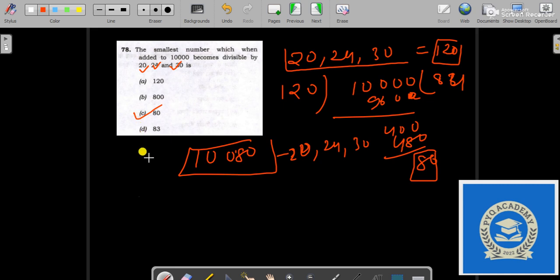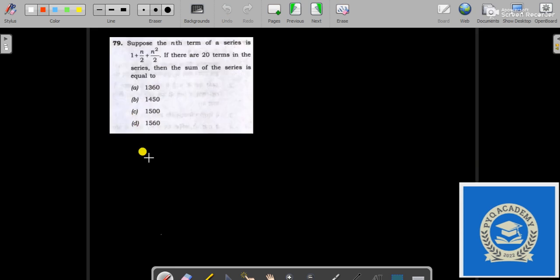Okay, let's move to the next question. In the next question, it is given that the nth term of a series is 1 plus n by 2 plus n square by 2, and there are 20 terms in the series. Then the sum of the series is equal to what? This is a very good question from number system.